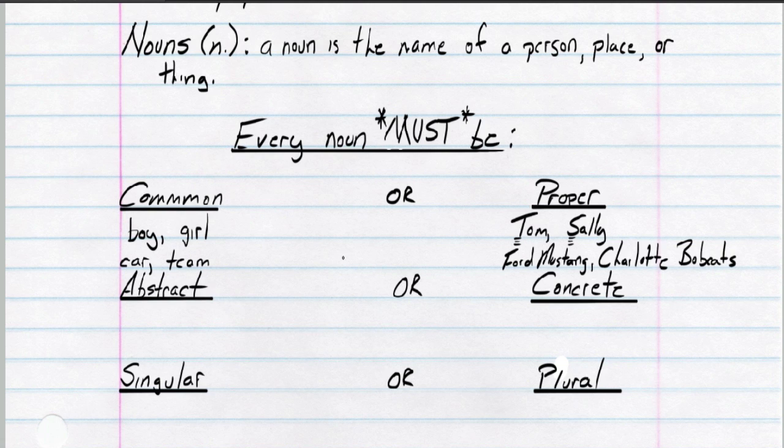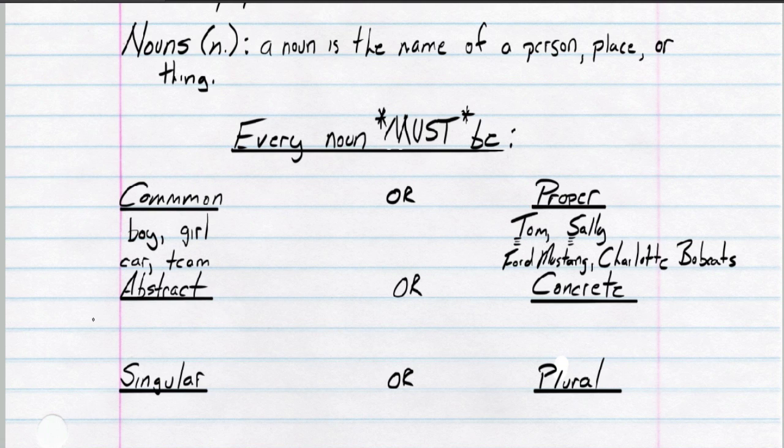Ford Mustang and Charlotte Bobcats. Of course, you can put in your favorites there if you want. You like a different car, you like a different team, go ahead and put those in. Okay, so that's one idea, common and proper.